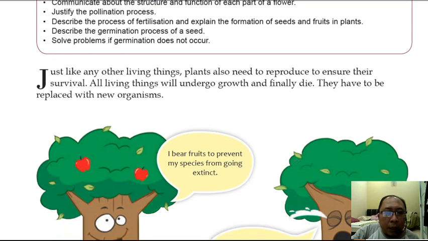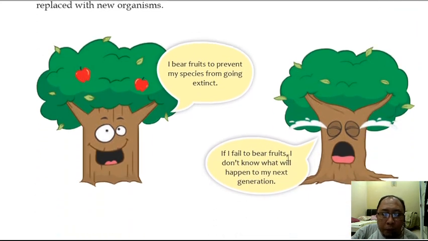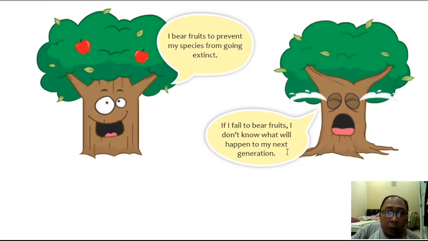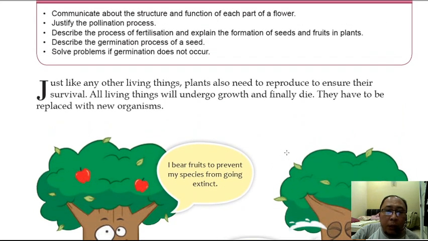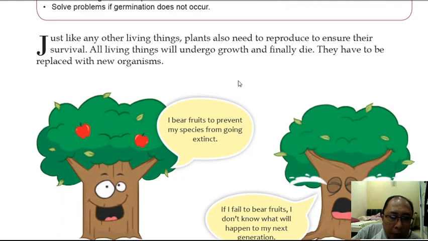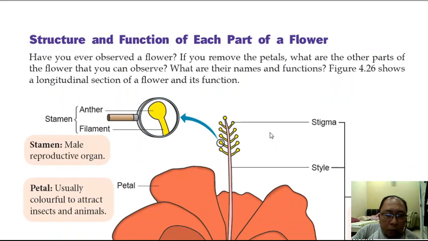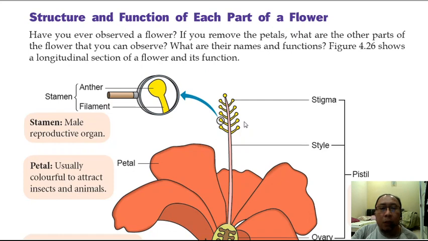So the first thing that we will learn is the structure and the function of each part of a flower. You have to remember that the flower is the reproductive organ that plays an important role in reproduction in plants. So now we go to the structure and function of each part of a flower.